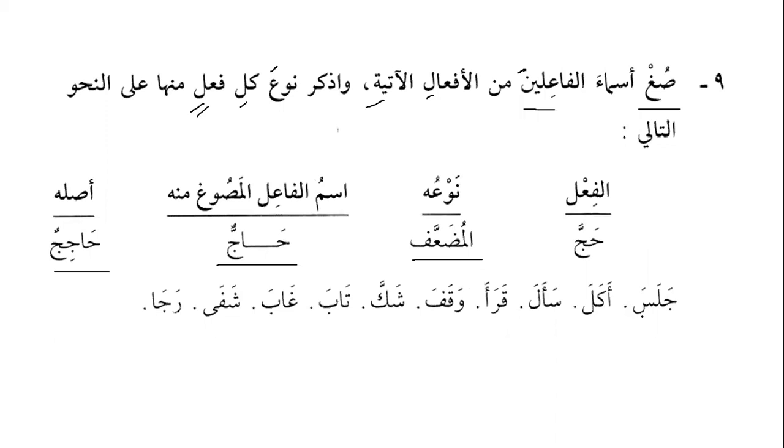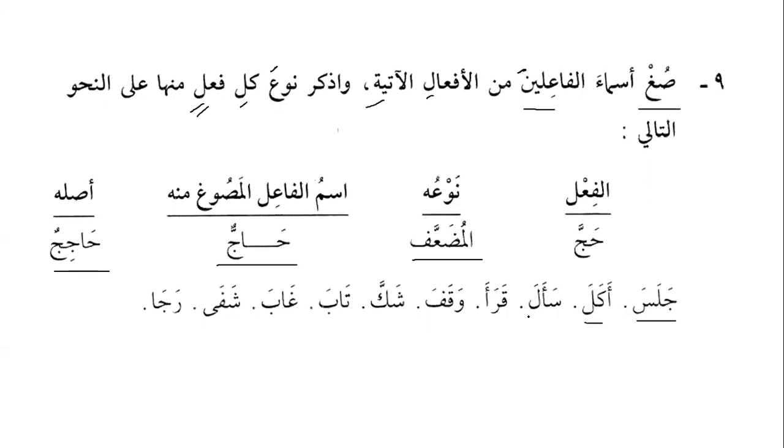What will be ismul fa'il? Jalisun, and the asluhu, the original form, is also jalisun. So we will only talk about the verbs that go through changes. Similarly, we have akala. Naw'uhu al-mahmuz, al-mahmuz al-fa. Ismul fa'il akilun.